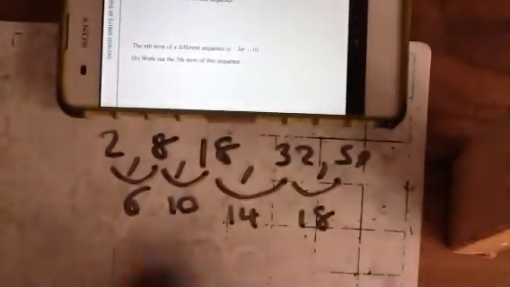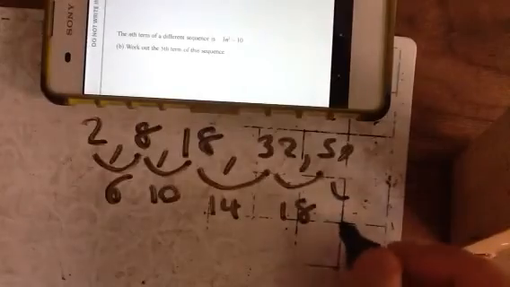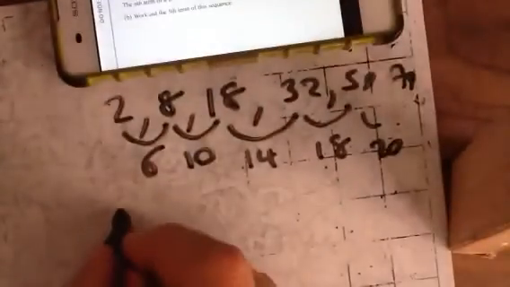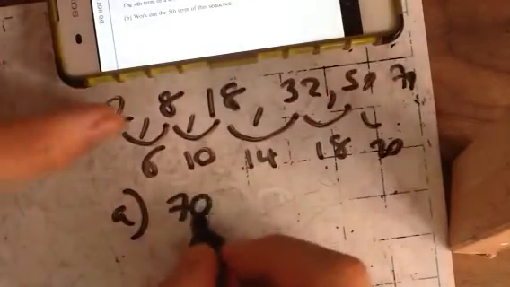But we can see a pattern here, so we know the next difference is going to go up by 20, so 50, 60, 70. So my answer to question A is 70. My next term is definitely going to be 70.